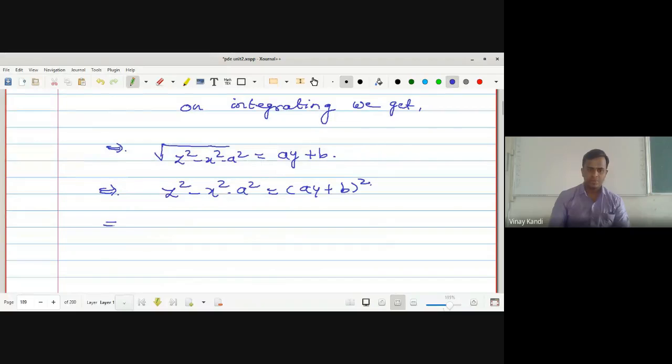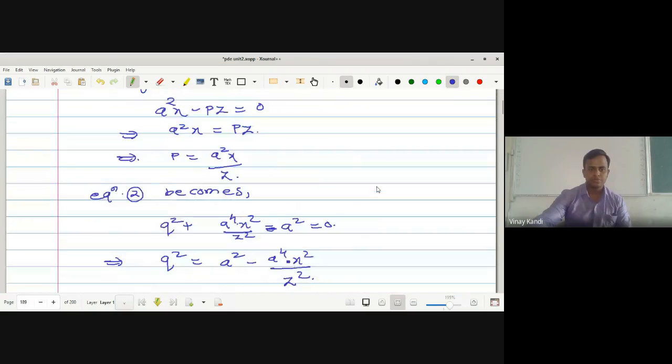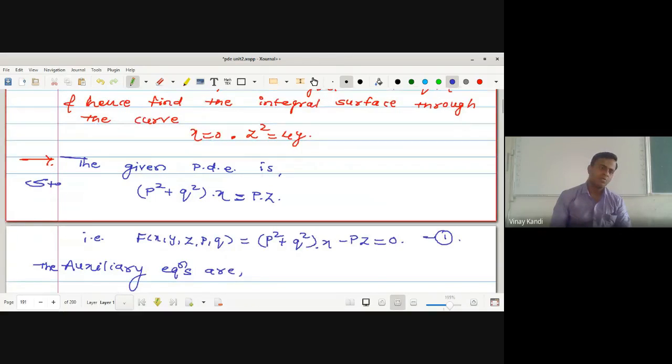So that implies z square minus a square into x square minus (ay plus b) bracket square is equal to 0. So this is the complete integral of the given partial differential equation. Okay, so this is step number 1.